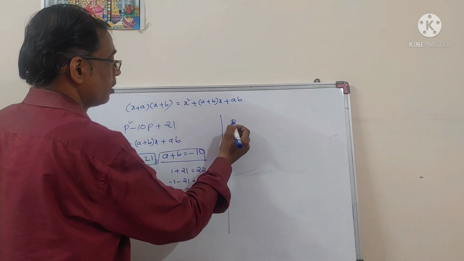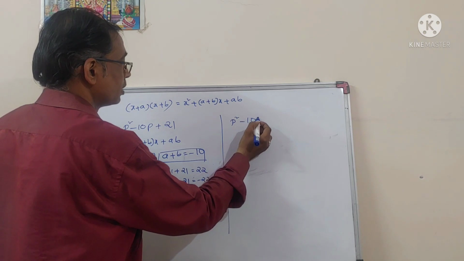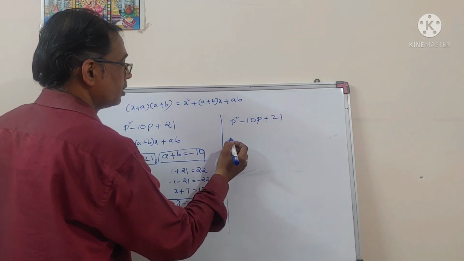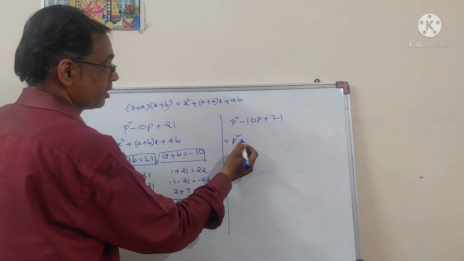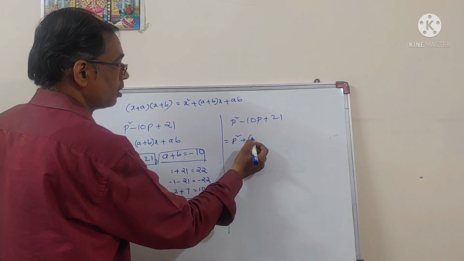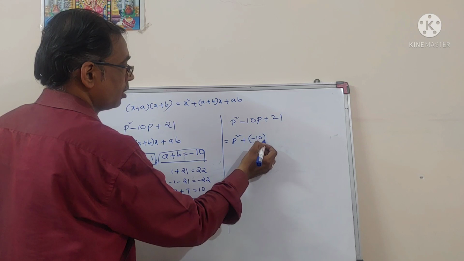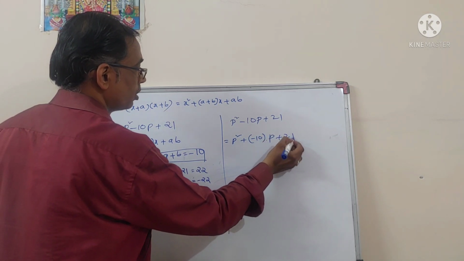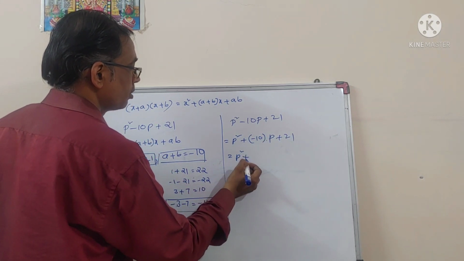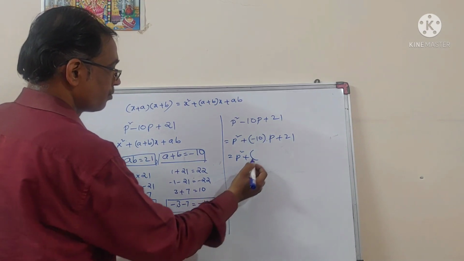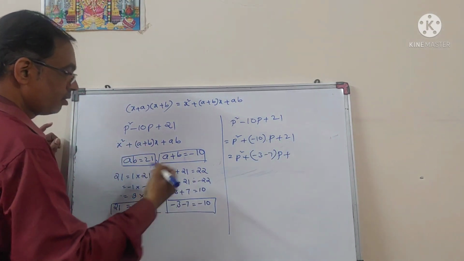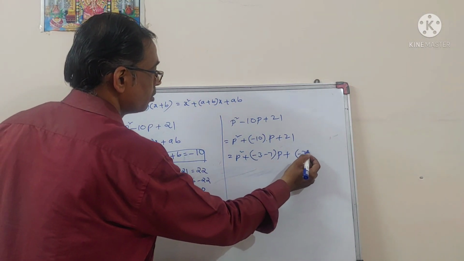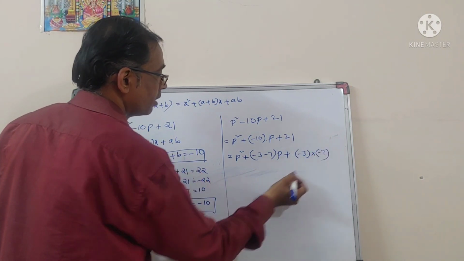Further, again we take that expression once more, then we can write p square. We can write minus as plus into minus, so we can write it as plus of minus 10 into p plus 21. Now here p square plus of that minus 10 is nothing but minus 3 minus 7, into p plus the 21, nothing but minus 3 into minus 7.